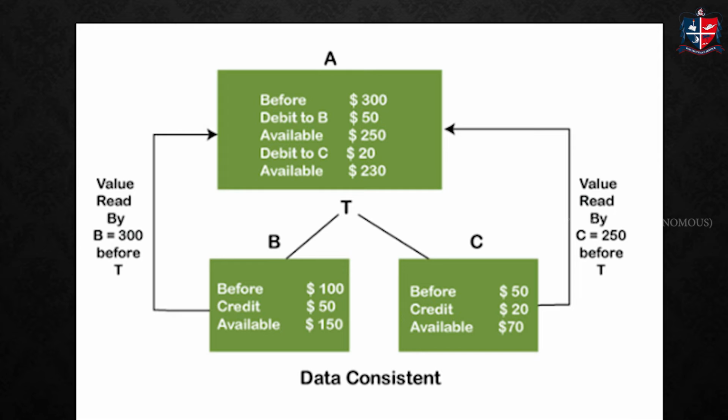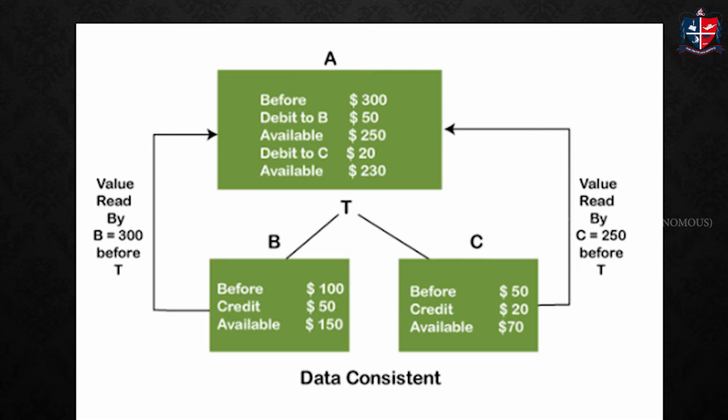In the case of account C, before any transaction happens, the value is 50, and I am sending 20 rupees from A to C. What will happen? The credited value will be 20 and the available value will be 50 plus 20 equal to 70. If C reads the value of A before going to the transaction, what will the value be?